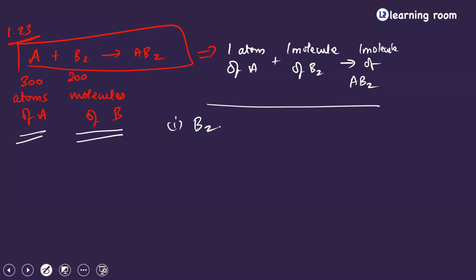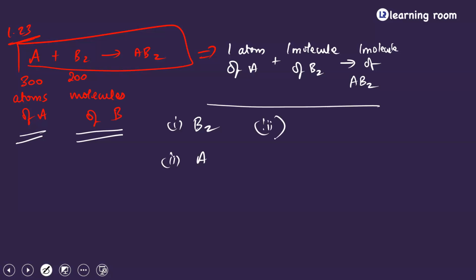Next, what do we see? 2 moles of A and 3 moles of B. Yes or no? So how do you solve this part? With 2 moles of A, only 2 moles of B react. A is the limiting reagent. So for the second one, A is the limiting reagent.